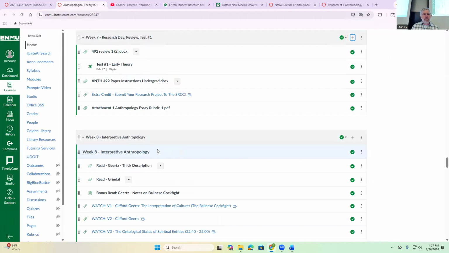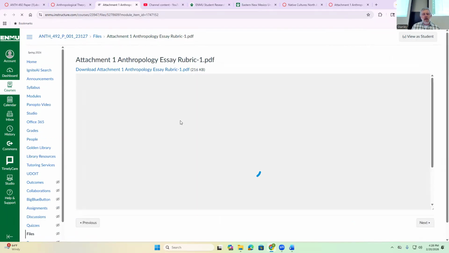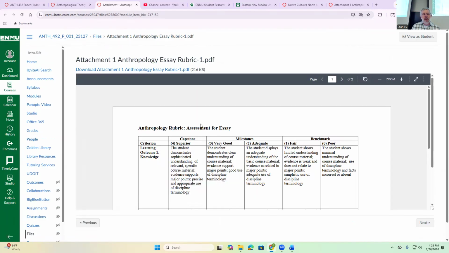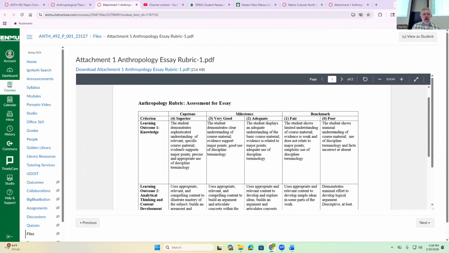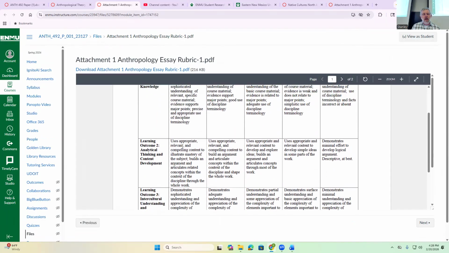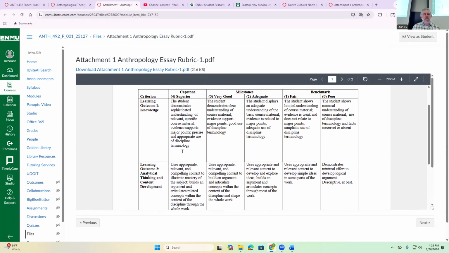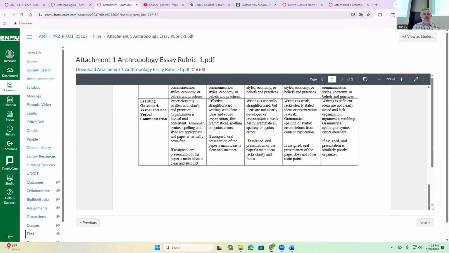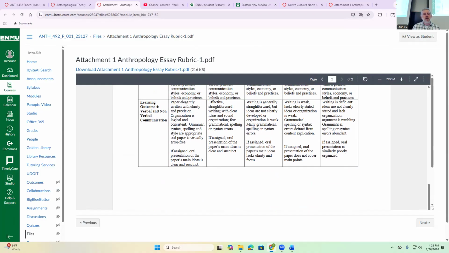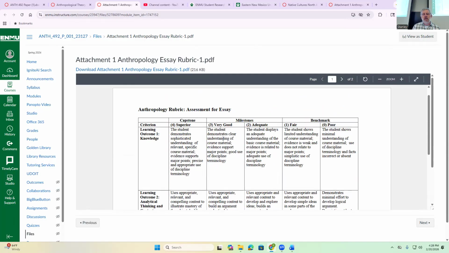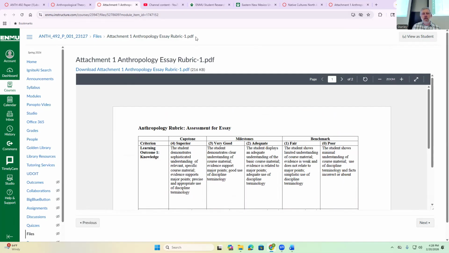So just a few more things before we wrap up. I've also posted here the essay rubric. This is the department essay rubric if you're interested in how I'm going to be grading, not just for content, but also the mechanical stuff about your learning outcomes: your analytic thinking and content development, your intercultural understanding and appreciation, your knowledge of those different theories, as well as how well you do verbal and nonverbal communication. You can see what we're looking for in the department.